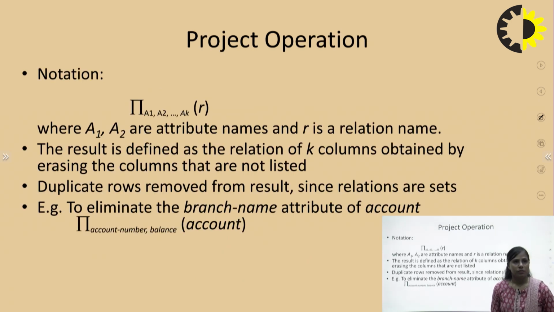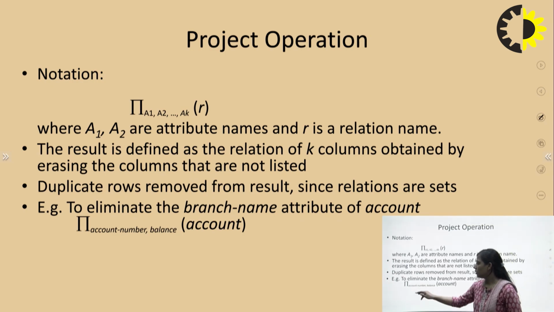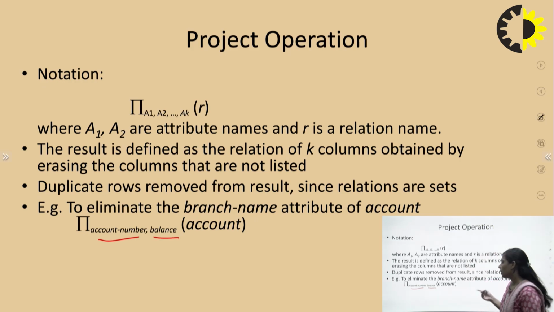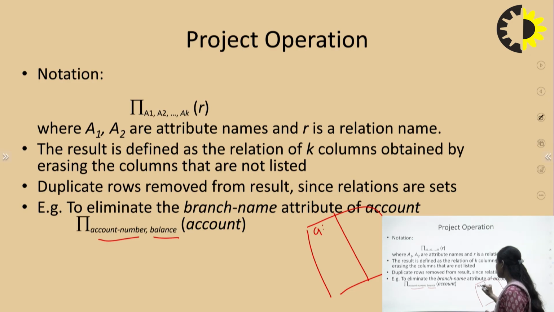Now, this is another example. If you want to fetch only the account number and the balance from the account table, then as an output we will get a table in which we have the account number and the balance part, and this is the account table.